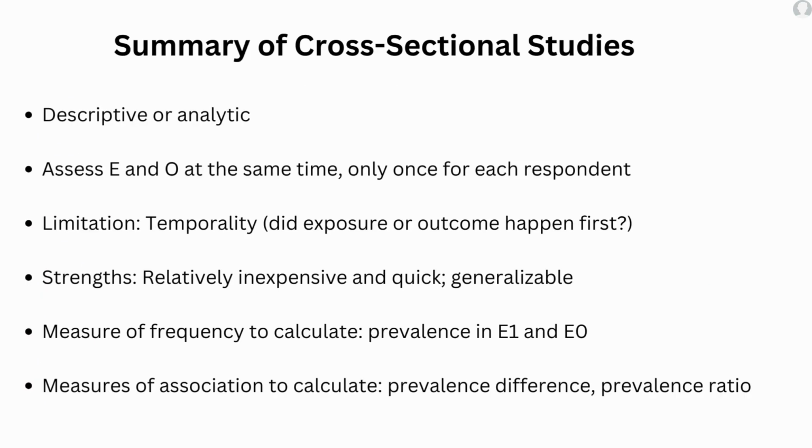The key points of this lecture were that cross-sectional studies can be descriptive or analytic. Cross-sectional studies collect data on exposure and outcome from each participant at just one point in time. There is a limitation because we don't know about temporality, that is, whether the exposure or outcome happened first. However, cross-sectional studies can be a good type of exploratory study since they're relatively inexpensive, quick, and can be generalizable. The only measure of frequency we can calculate from cross-sectional study data is prevalence. Consequently, the only measures of association that can be calculated are prevalence difference and prevalence ratio, both of which tell us about the relationship between the exposure and outcome.